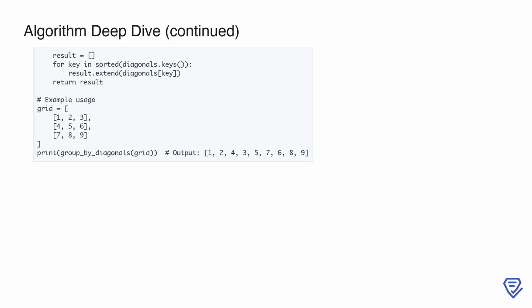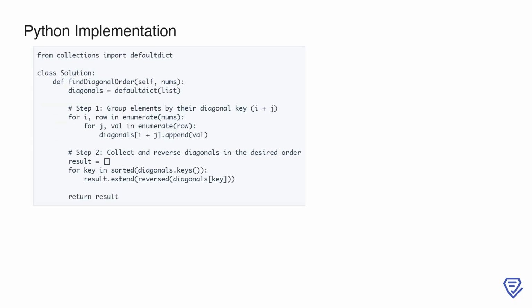For example, given the input grid 1, 2, 3, 4, 5, 6, 7, 8, 9, this implementation outputs 1, 2, 4, 3, 5, 7, 6, 8, 9. This demonstrates how the elements are grouped and outputted by their diagonals, following the top left to bottom right traversal order. This Python implementation solves LeetCode problem number 1424, Diagonal Traverse 2, by grouping matrix elements into diagonals based on their row and column indices and then traversing the grouped diagonals in the required order.